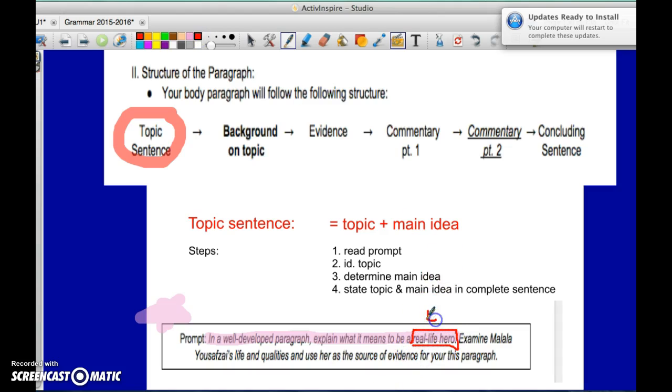So that's the topic. Then we need to think about what's the main idea. Well, in this case, our main idea is going to be one of the qualities that Malala shows and how that connects to her being a real-life hero. So you should use the planning that you've done to determine the main idea. What's that specific heroic quality that you'll be discussing? Then make sure to state this in a complete sentence.